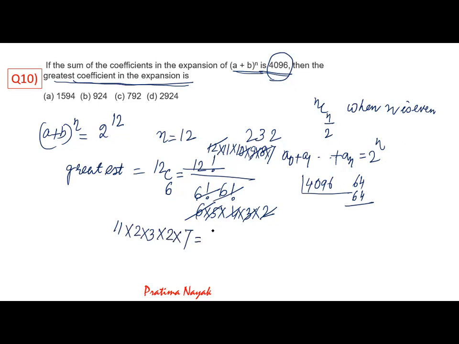So how much will it be? It will be 22 into 42. 84 into 11. It will be 924. This will be the answer.